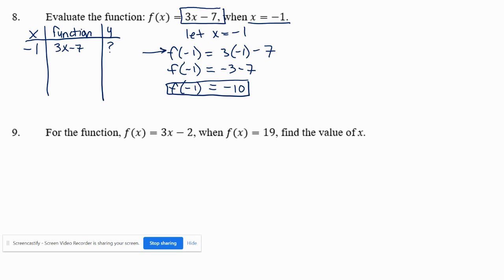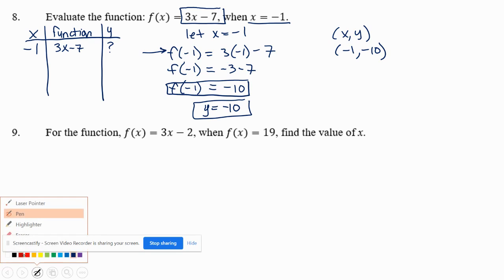You could also write that as we plugged in the x value -1. What came out was the y value -10. Okay, you could write it like that as well. And you don't need to, but just so you remember, we could write this as the ordered pair x, y. We plugged in -1 for x, and what came out was -10 for y. Again, not necessary, just letting you know that it is possible to write it that way.